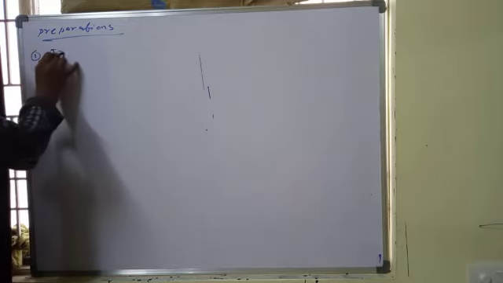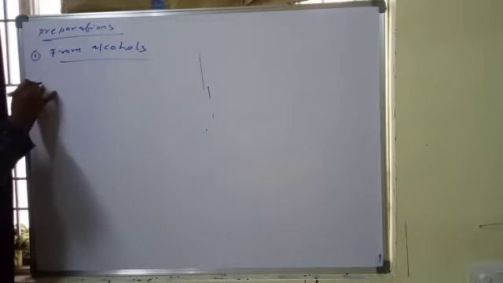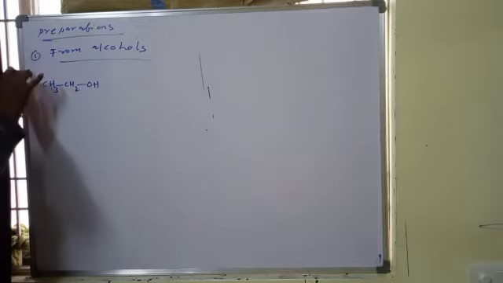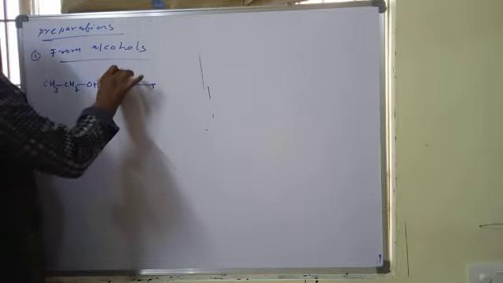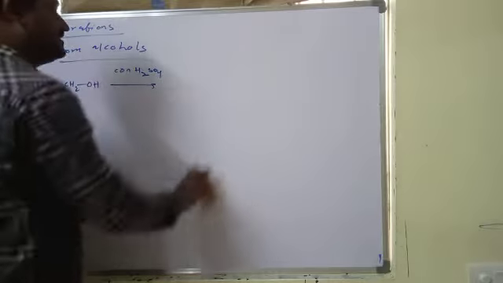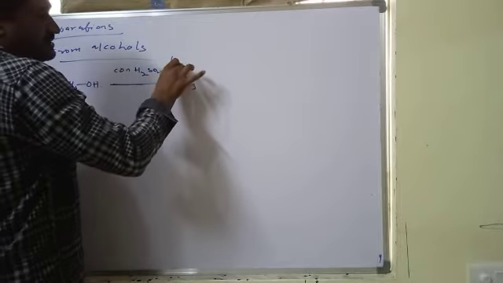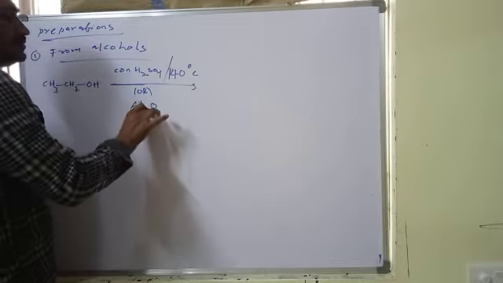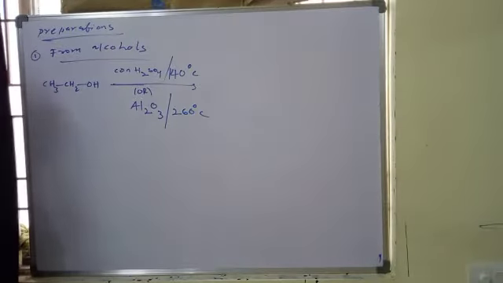From alcohols. So, for example, alcohols when they react with concentrated H2SO4 at 140 degrees Celsius, or alumina Al2O3 at 260 degrees Celsius. Any one of the reagents you can use.